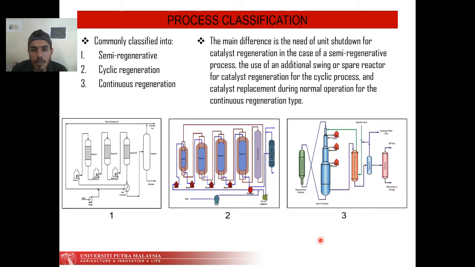The main difference of these units is the need for shutdown for the catalyst regeneration. In the case of semi-regenerative, the reactor will be shut down at a time to change the catalyst. But for the cyclic, there will be one additional swing reactor that can undergo in situ regeneration of the catalyst, where the other reactors will function and one will be switched off for the catalyst regeneration. But for continuous catalytic regeneration, the process will be going continuously while the catalyst is regenerated around here continuously in the process, so it won't require any shutdown of the process and the catalyst will be changed during normal operations. Okay, thank you. We'll proceed to the next one.